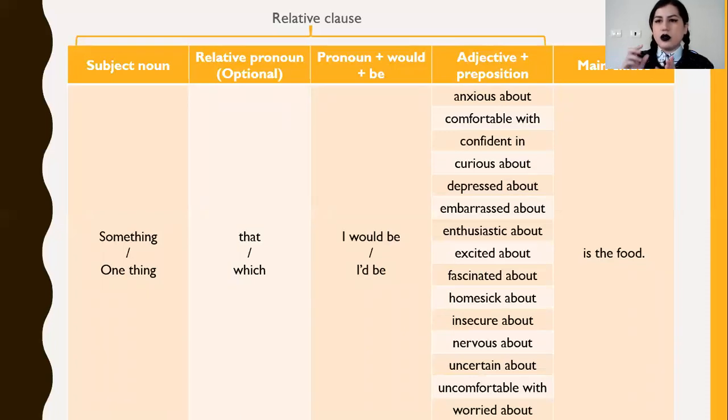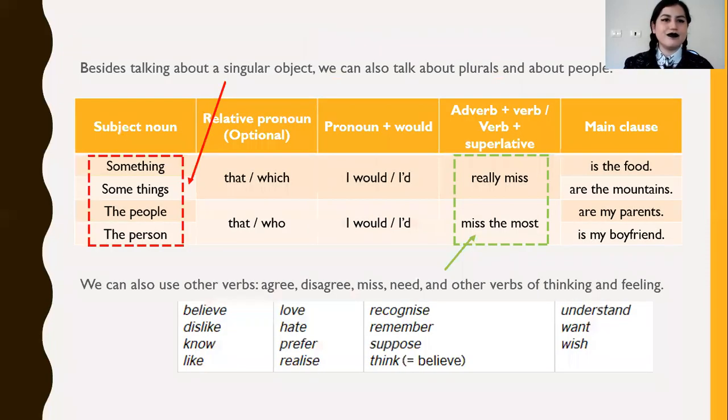Is is going to be used when we have a singular object, and are is going to be used when we have a plural. Remember that. And something and one thing can only be used, well, at the beginning of a sentence, can only be used with singular objects or ideas. But we can also talk about plural objects or people. So we can also use some things that I will really miss are the food, are the mountains. So if you're going to use some things, then the thing that you're talking about has to be plural. For example, here, the mountains.